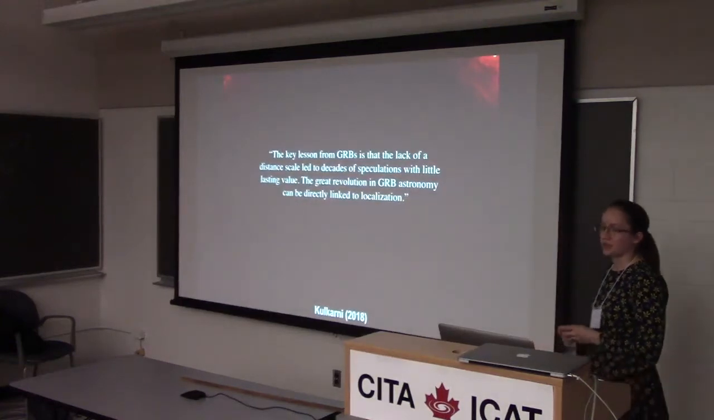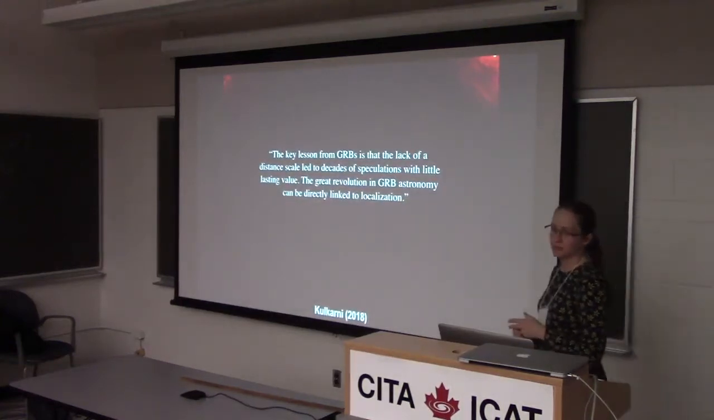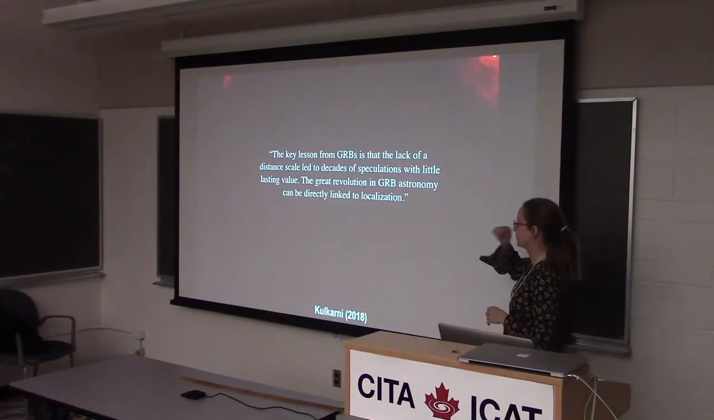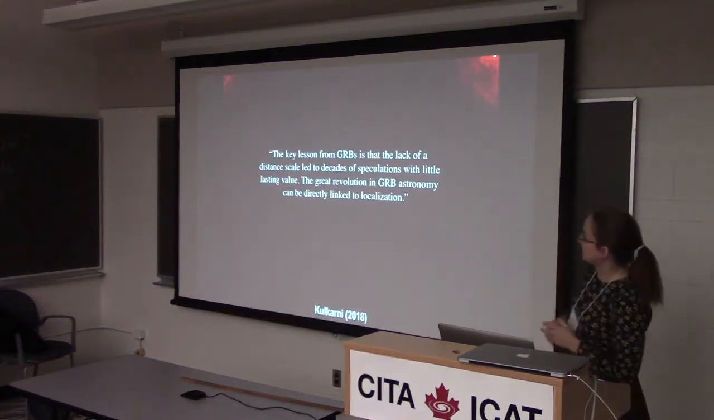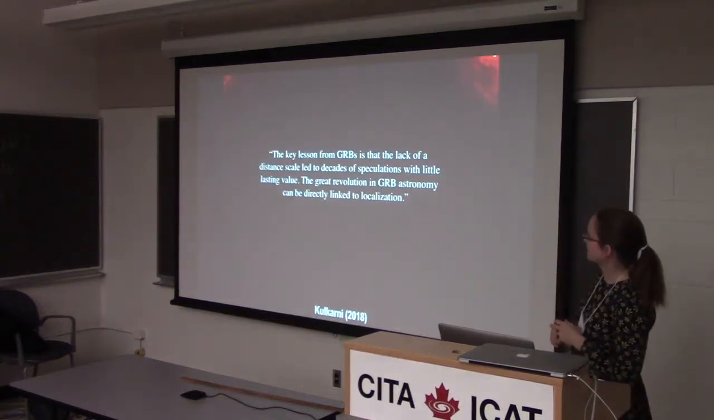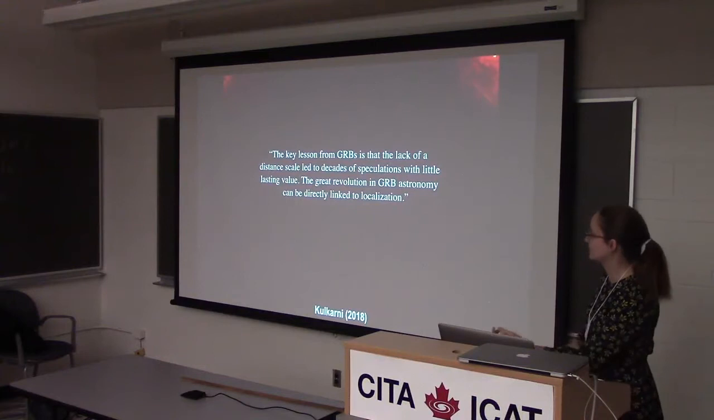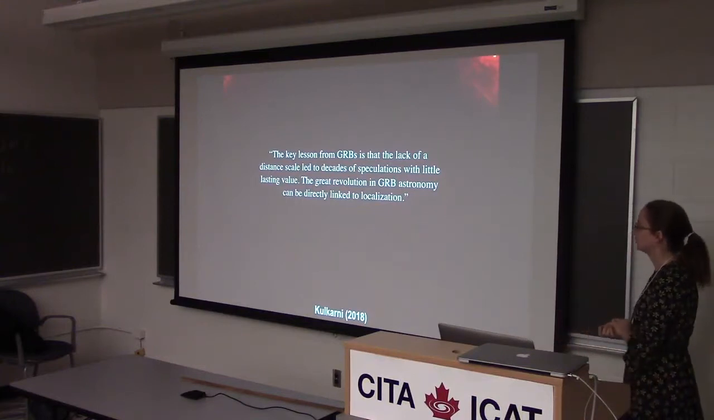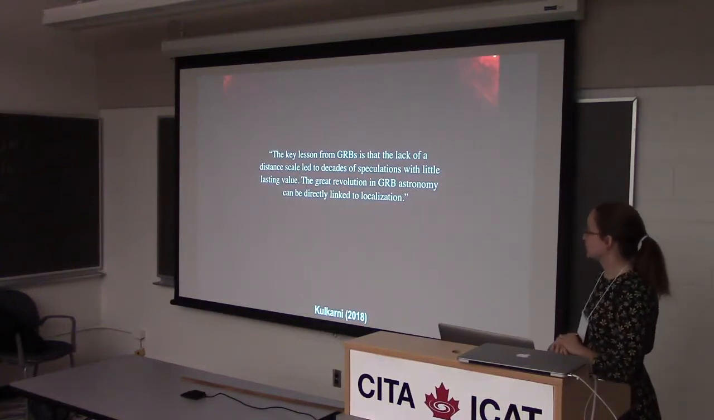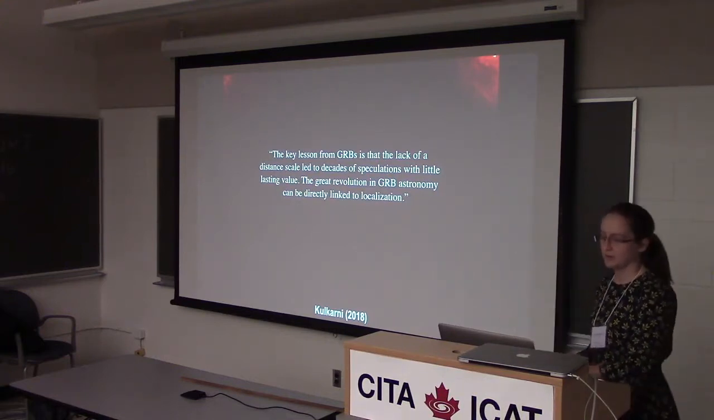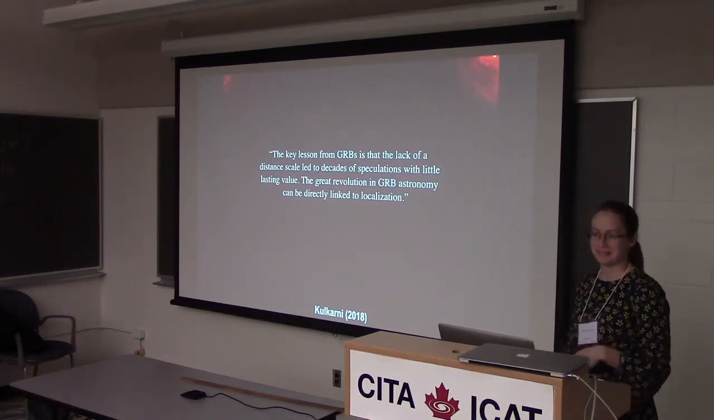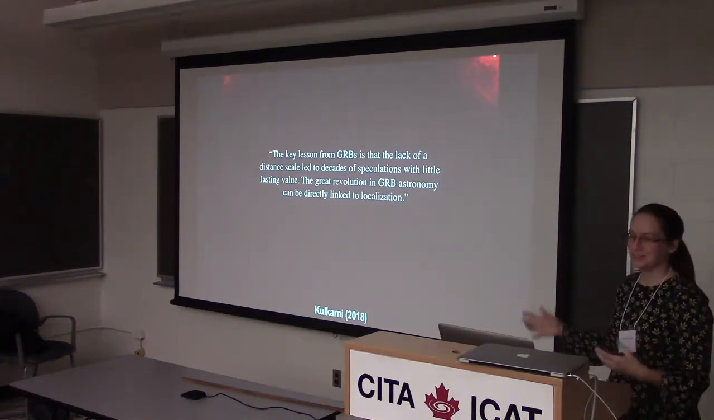And people like to draw connections with the gamma-ray burst field. I just ripped this quote from Sri Kulkarni's paper in the recent Nature Astronomy focus issue on FRBs. I'll just read it. The key lesson from GRBs is that the lack of a distance scale led to decades of speculation with little lasting value. The great revolution in GRB astronomy can be directly linked to localization. And I like that because it supports my cause, but also because I think it's true.